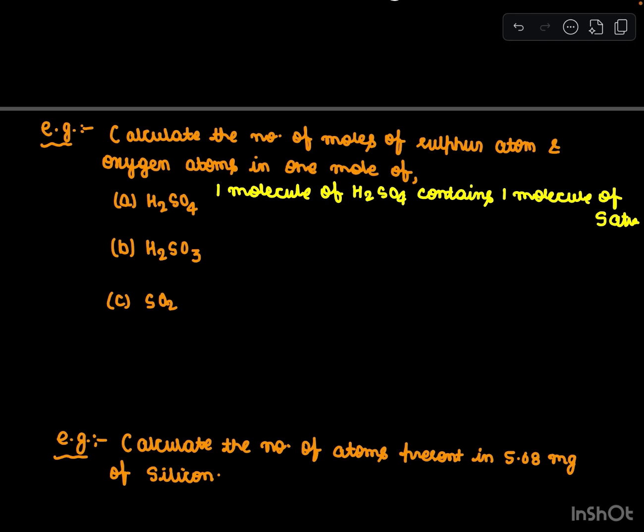If we multiply both 1 with Avogadro's number, it will become Na molecules of H2SO4 contain Na atoms of sulfur. Now, Na molecules means 1 mole. So 1 mole of H2SO4 contains 1 mole of sulfur atom. That's how we can do it.